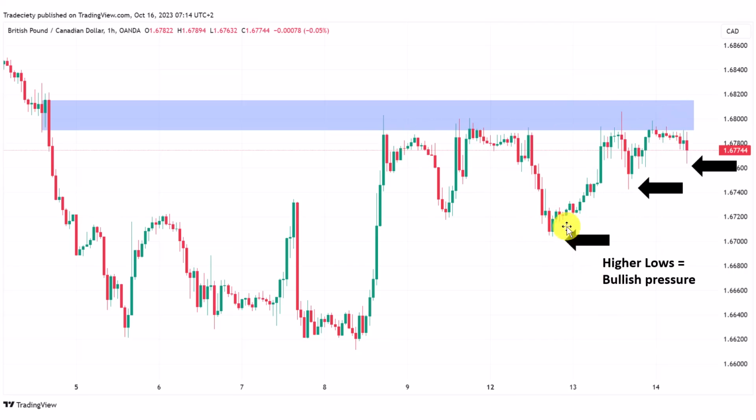What we see now is that the market is making higher lows. Each low is higher than the one before. And this is what we call the momentum buildup. There's a lot of pressure and momentum building here underneath the level.